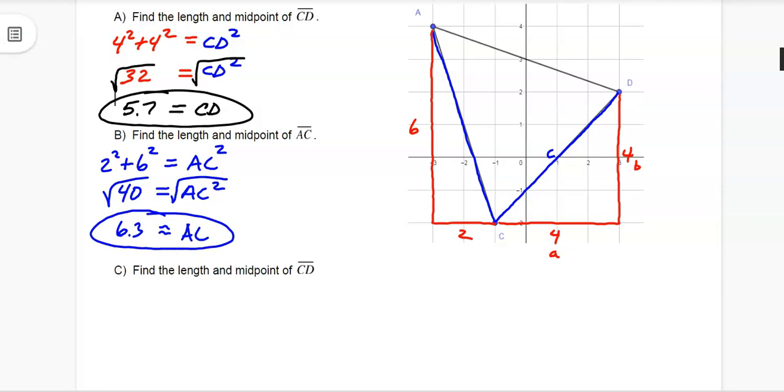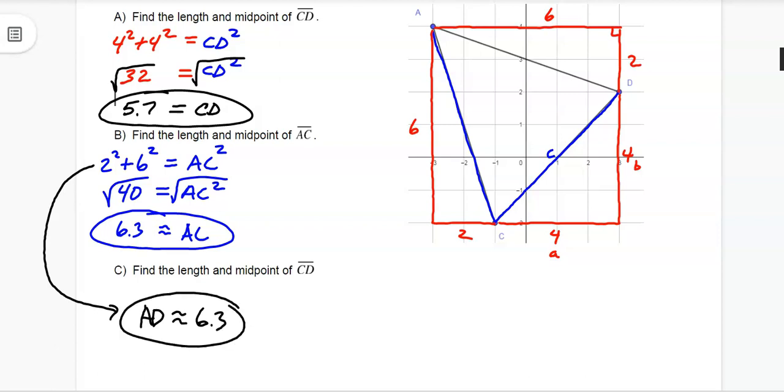All right, last one. Let's go over here. We're trying to find the length of AD. So we make a leg, which is 6, and another leg, which is 2. And you know what? I don't think we need to repeat that process because we see that it's the exact same question here. So I know that the length of AD is approximately 6.3. No sense in redoing all that work.